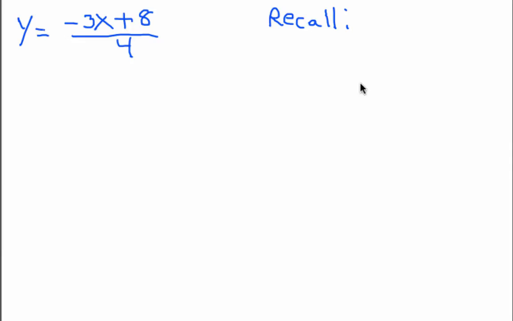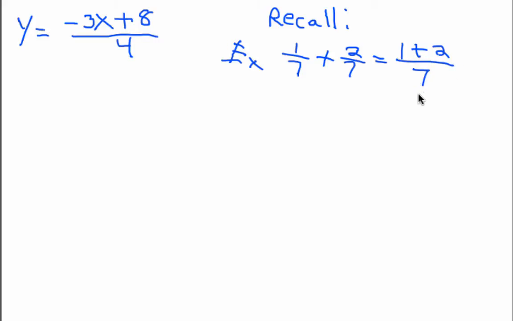Let's recall how you add two fractions with the same denominator. For instance, let's say you wanted to add 1/7 plus 2/7. Now you know since the denominators are the same, you're permitted to add the numerators. So we get 1 plus 2 over 7, which is equal to 3 over 7. Now since we have an equation, it does not matter which is on the left and which is on the right. So we could swap the two sides and write it in the reverse direction.